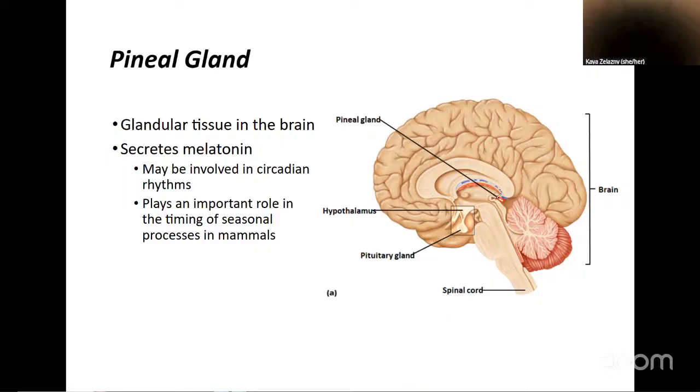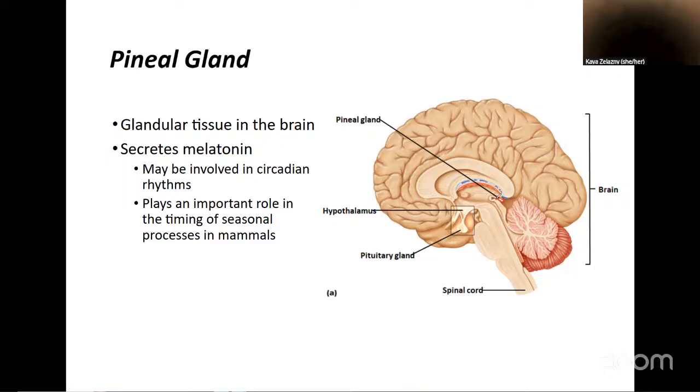So the pineal gland is where you get your natural melatonin. So I know they sell a lot of melatonin gummies for trying to help people with their sleep-wake cycles. That's because we think that the pineal gland and melatonin probably are related to circadian rhythms. So your sleeping and waking cycles. Not exactly clear cut how this works.